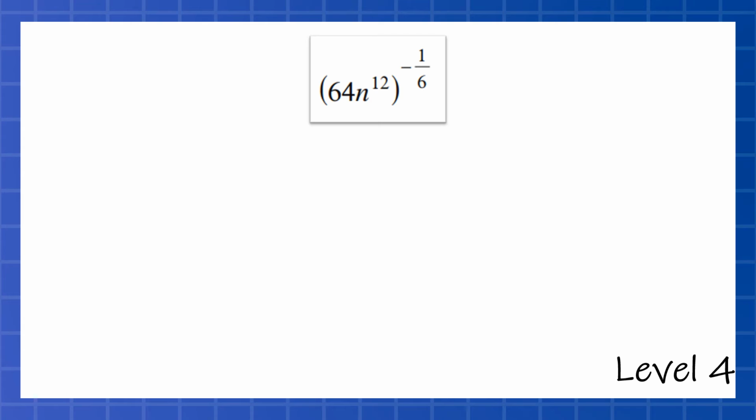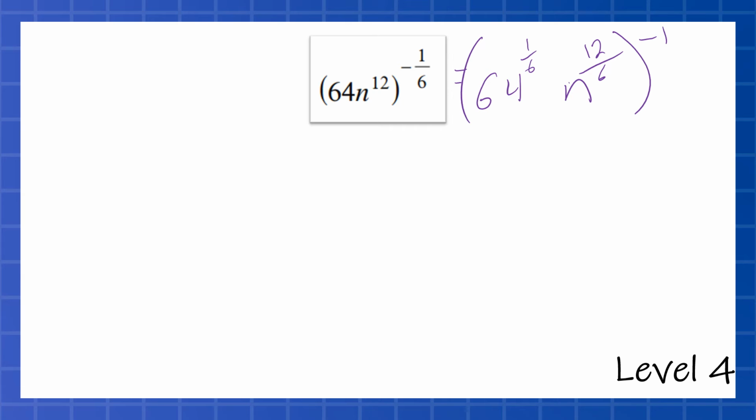Now, we're going to go ahead and try to do this one. I want you to notice there's a negative there, but the first thing I'm going to do is treat it like there's not a negative there. In other words, I'm just going to multiply the 64 to the 1/6, and I'm going to multiply the n to the 1/6, and that's going to make it 12 over 6. But then when I'm done, I'm going to deal with the fact that we have a negative exponent. So we're going to talk about that at the end.